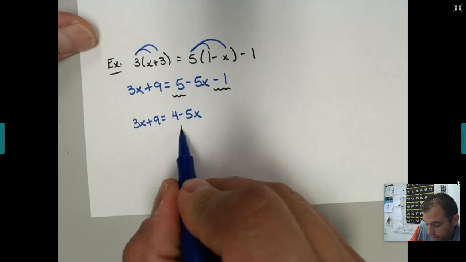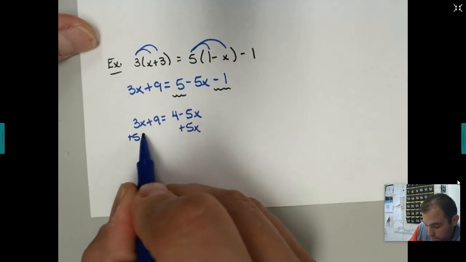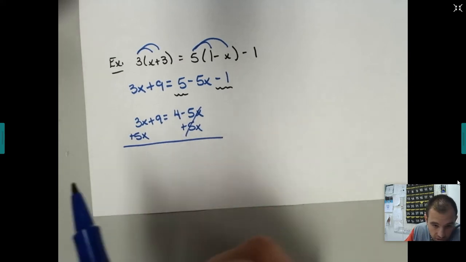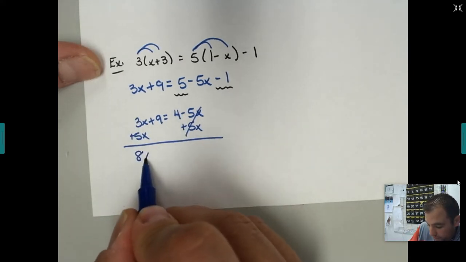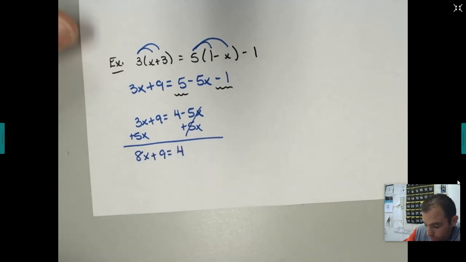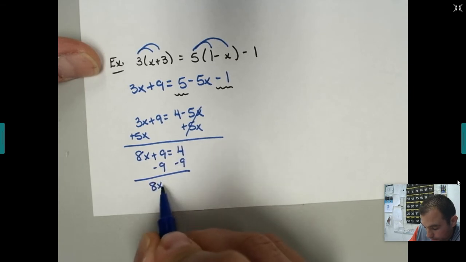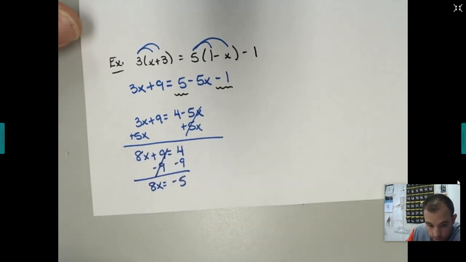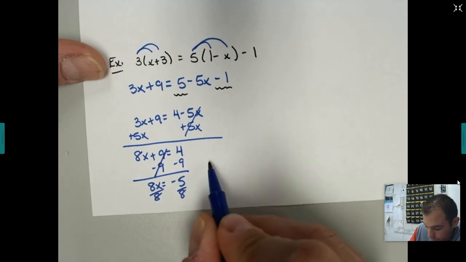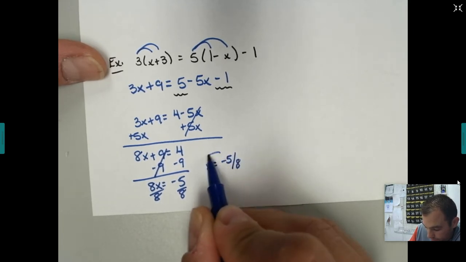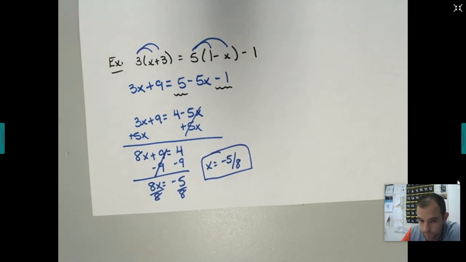So this one, I'm going to start by adding 5x to both sides. Again, I didn't have to do that. Just looked good to me at the time. So 3x plus 5x is 8x plus 9 equals 4. Then we would subtract the 9. 8x equals negative 5. And we divide by 8. So x equals negative 5 over 8. And we're done. So distribute first, combine like terms, and then get all the variables to one side, all the numbers to one side. Hopefully that's relatively easy and refreshed your memory.